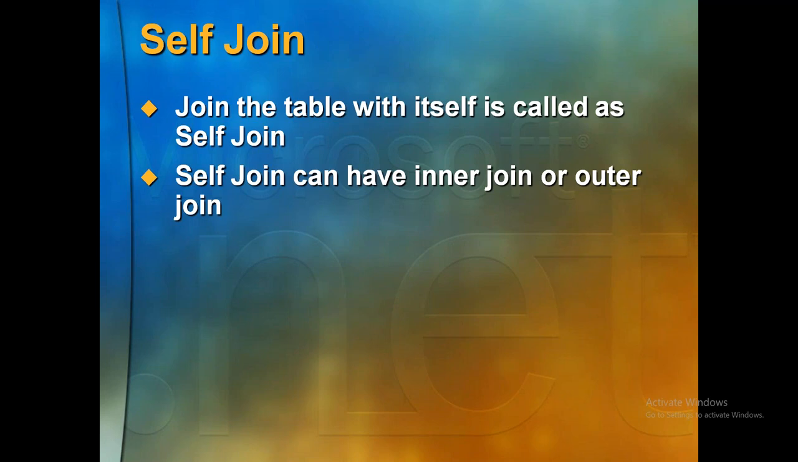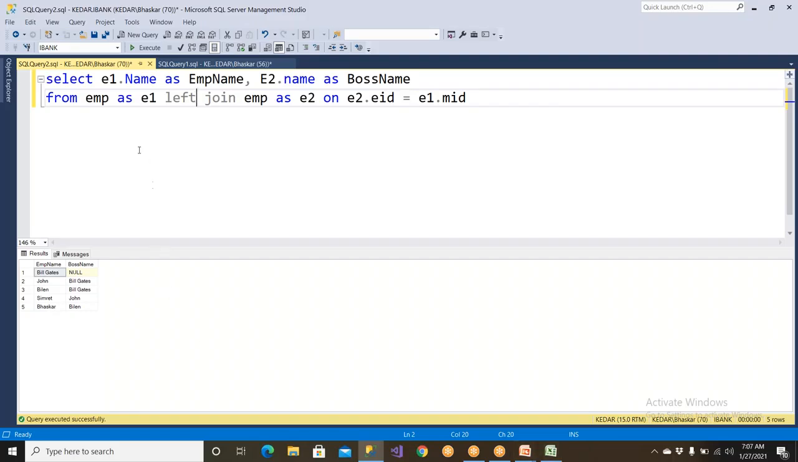It is self join. Joining the table with itself is called a self join. Self join can have an inner join or an outer join. So this is also one more join. Am I clear, guys? Self join means joining the same table with itself. If you want to apply inner or outer, that is your choice. And this is one best example where we can get the data like this.